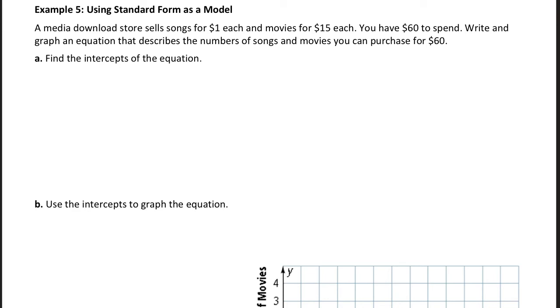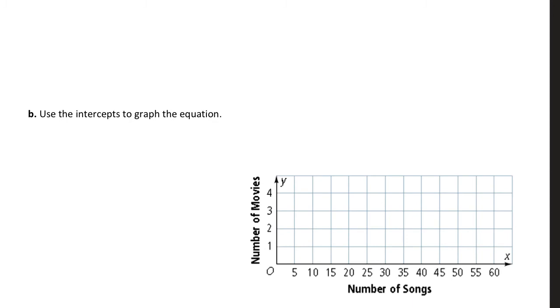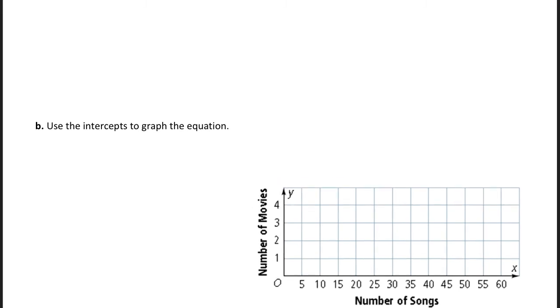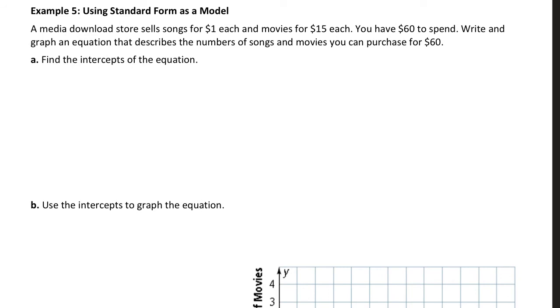So in example 5, it says, a media download store sells songs for $1 each and movies for $15 each. You have $60 to spend. Write and graph an equation that describes the number of songs and movies you can purchase for $60. So, got to find the intercepts and then use them to graph. So the graph kind of shows us, but in these context problems, remember, when we write an equation, we always want to define those variables.